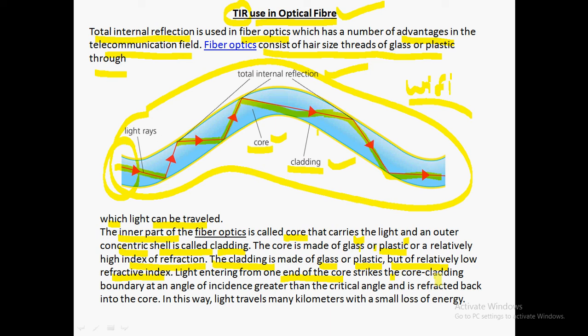The light strikes the core-cladding boundary at an angle of incidence greater than the critical angle and is refracted back into the core. In this way, light travels many kilometers with a small loss of energy. We can see cables along the roads from one pole to another pole. From one place to another place, it travels so far with a very small loss of energy.